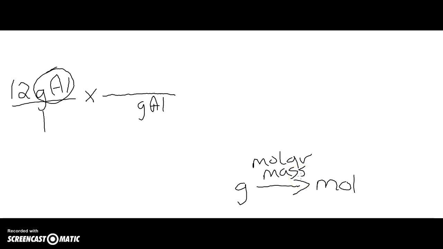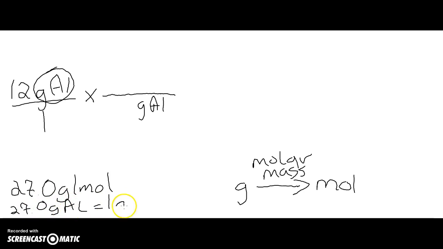And by looking at a periodic table, I can find aluminum, which is atomic number 13. Its atomic mass is 27.0 AMU. So its molar mass is 27.0 grams per mole, or 27.0 grams of Al is equal to 1 mole of Al. So these are the same things, but this is the molar mass and this down here is the conversion factor.